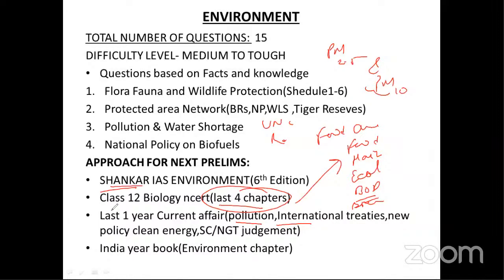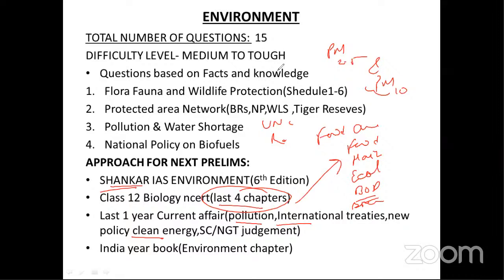New policy of clean energy is important, because we require clean energy. Our population is very high, so we want a good number of clean energy policies. And any judgment of the Supreme Court or National Green Tribunal about the environment will be important. What is the effect of COVID-19 on the environment? Because of the lockdown, pollution levels have decreased a little, okay, you can say that, but this is not good.